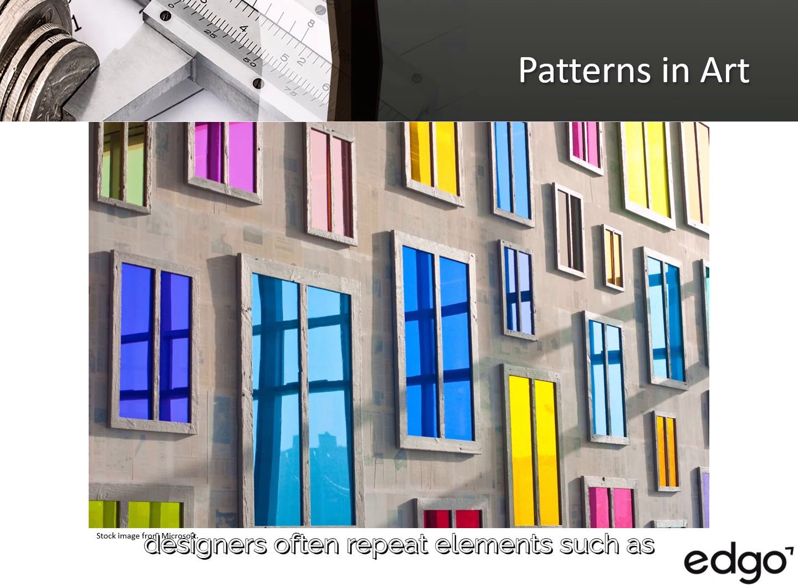Artists and designers often repeat elements such as lines, shapes, and colors to create order and visual interest. When an element is repeated according to a recognizable arrangement, we begin to see a pattern. This demonstrates how mathematical thinking can also be connected to artistic design.